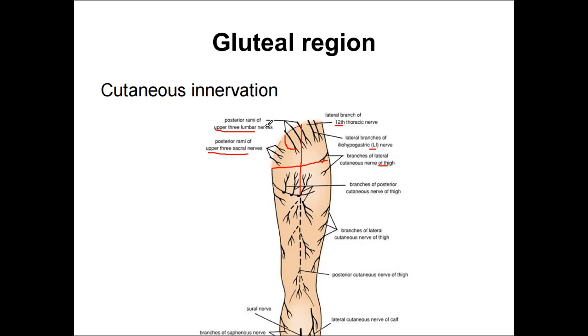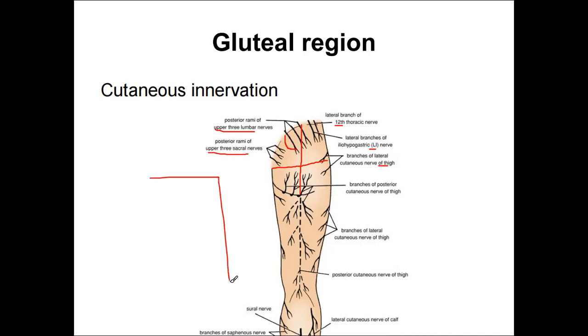So that being a continuation of the back, that's why here we have the upper three lumbar and upper three sacral posterior rami. Remember, this region is in association with the iliac region, right? That's why we have supply from the iliohypogastric as well as the 12th thoracic nerve. This region continues with the lateral cutaneous area of the thigh, so it is supplied by the lateral cutaneous nerve of the thigh. This region is continuing with the posterior cutaneous area of the thigh, hence supplied by the posterior cutaneous nerve of the thigh, right?